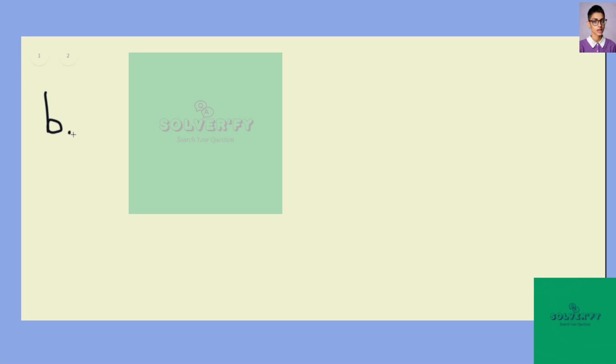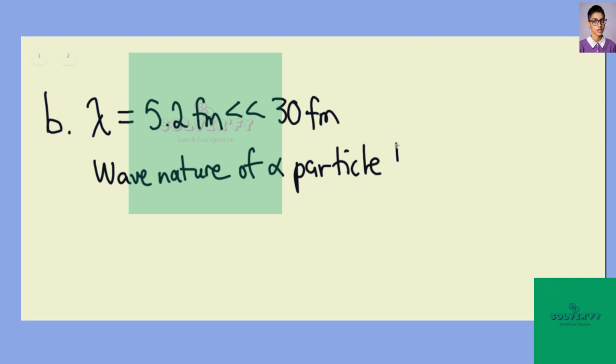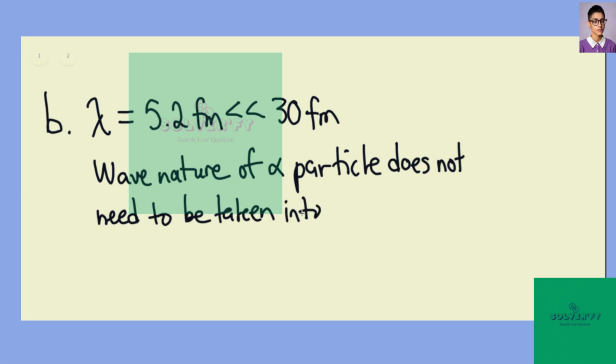To part B now, because the wavelength is 5.2 femtometers, and this is much, much less than 30 femtometers, we can say that the wave nature of the alpha particle does not need to be taken into consideration.